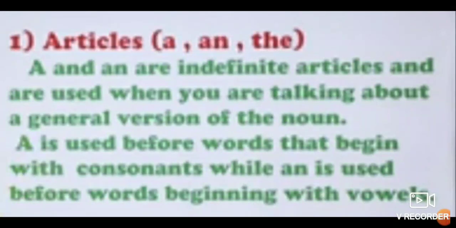First of all, we will see articles. What is an article? We know that a and the are called articles. A and an are indefinite articles and are used when you are talking about a general version of a noun. A is used before words that begin with a consonant, while an is used before words beginning with vowels. So a is used before a consonant sound and an is used before a vowel sound, and the is the definite article.